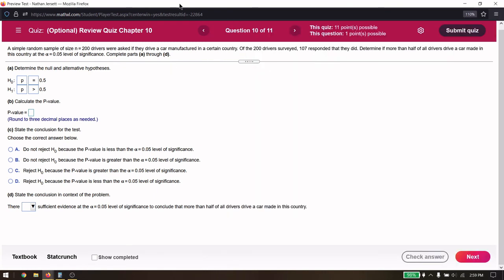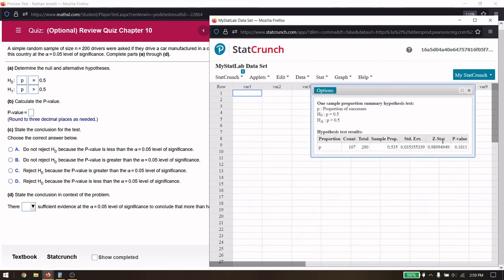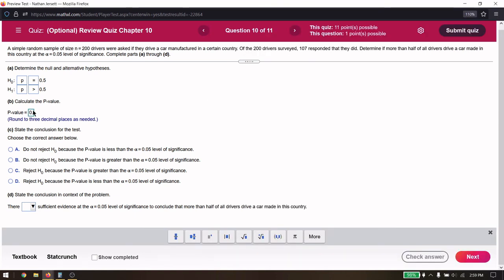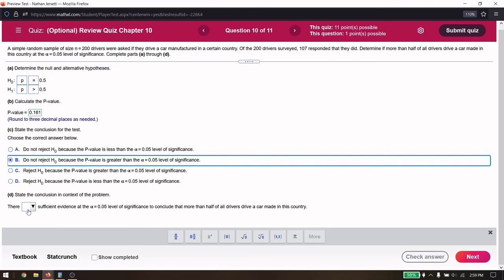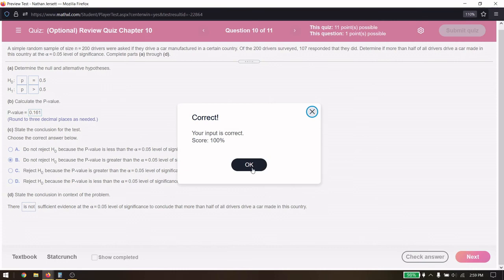The number of successes it said was 107, and 200 observations, 0.5, greater than 0.5. Let's compute that. All we care about here is the p-value, 0.161. And that should tell you what you need to know for the conclusion. It is not less than 0.05. Therefore, we do not reject. The p-value is greater than 0.05, so there is not significant evidence. And that's all correct.